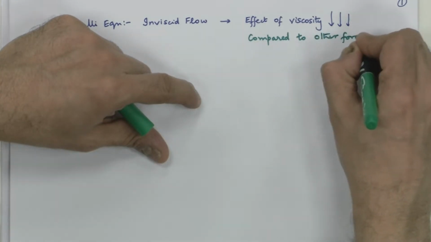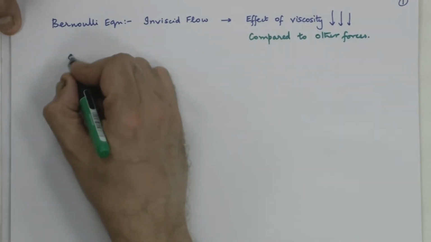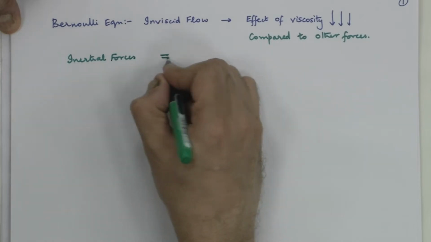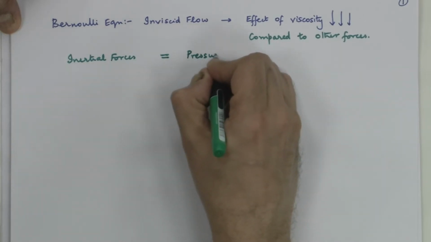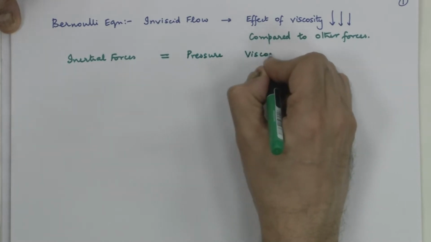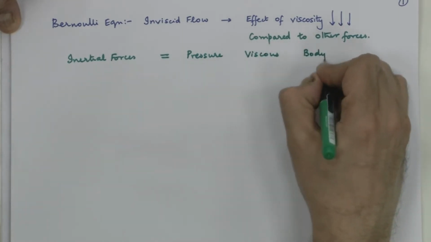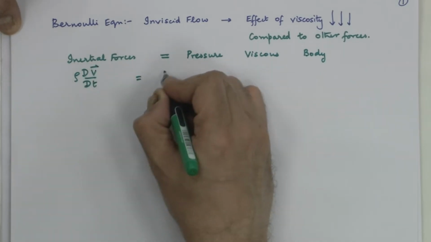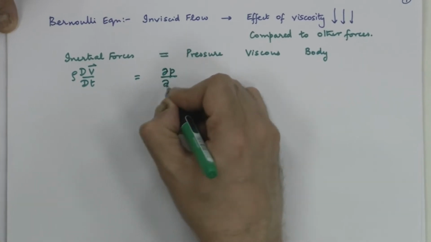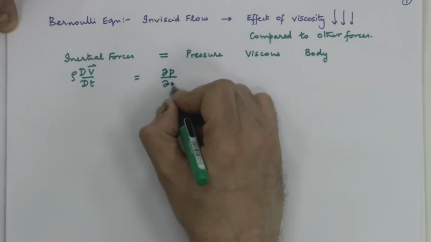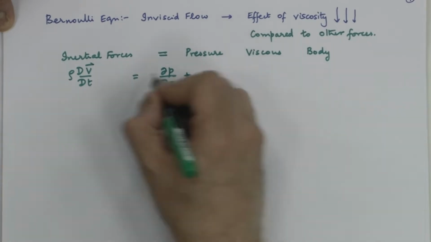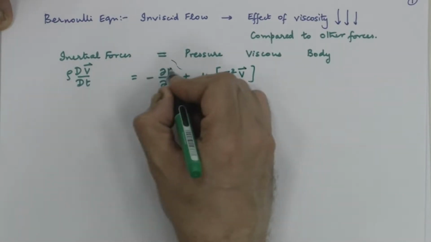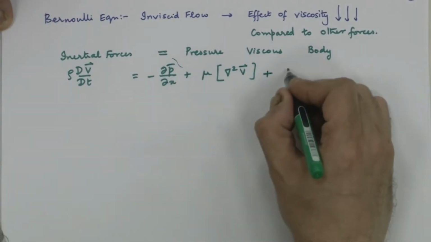So, what are the terms in the Navier-Stokes equation? We have inertial forces balanced by pressure, viscous and body forces, right. So, rho dV bar by dt is equal to minus dP by dx plus mu into del square V bar. So, this is also pressure term plus body force.